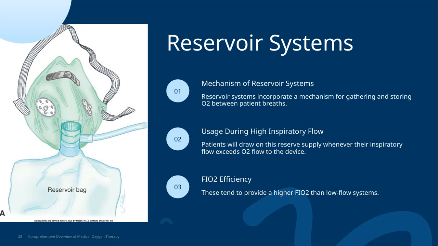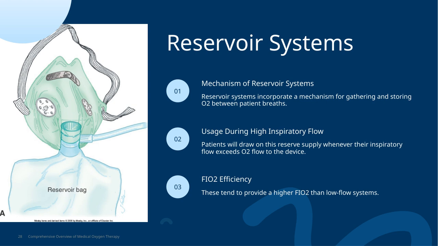Now, let's take a closer look at reservoir systems. These tend to provide a higher FiO2 compared to low-flow systems, which makes them particularly useful when we need higher oxygen concentrations. During periods of high inspiratory flow, patients will draw from this reserve supply whenever their inspiratory demand exceeds the oxygen flow being delivered by the device.